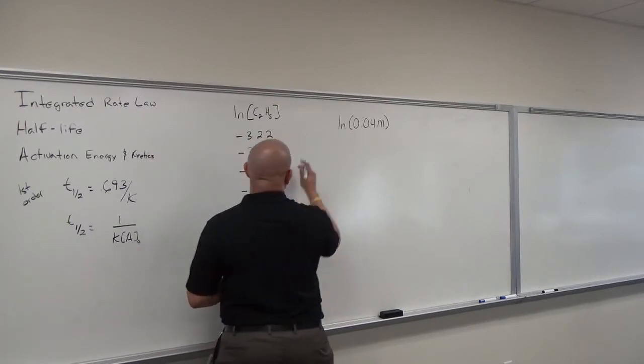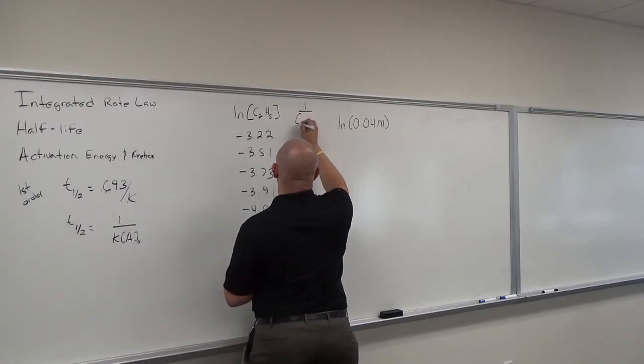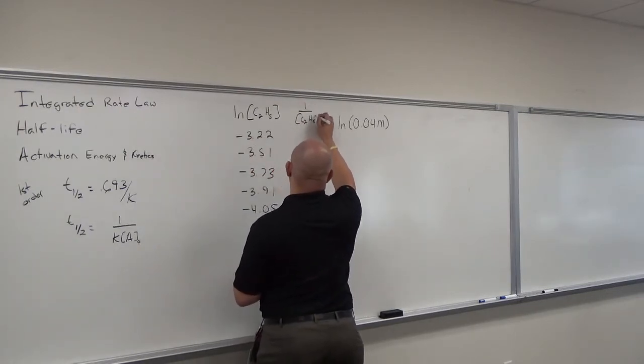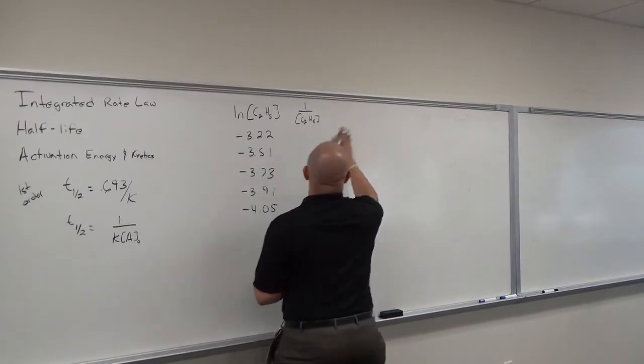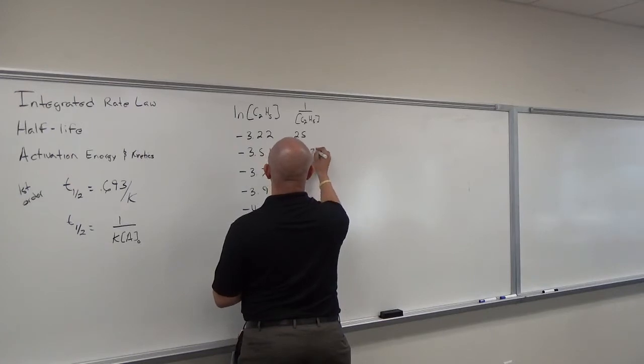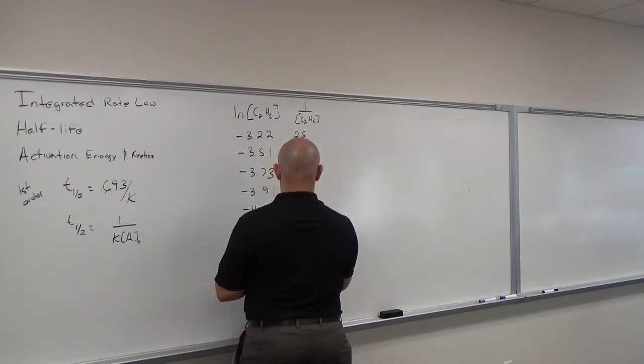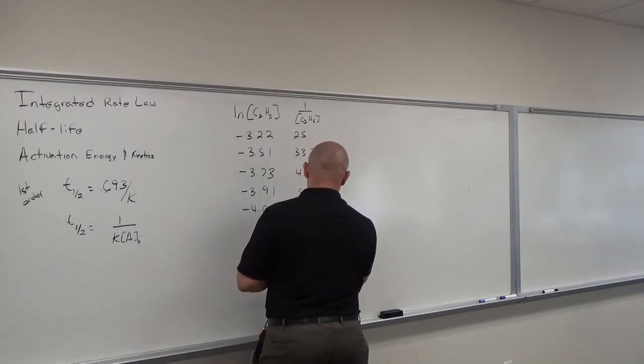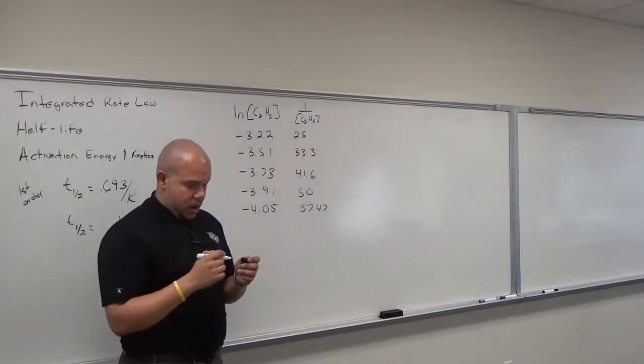Okay, there we go. Now, what are the values for 1 over C2H5? The first one is 25. The second one is 33.3. 41.6. 50. And 57.47. All right. Okay, is everybody clear what I asked you to do?